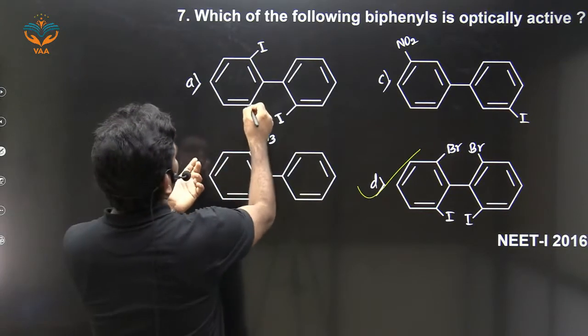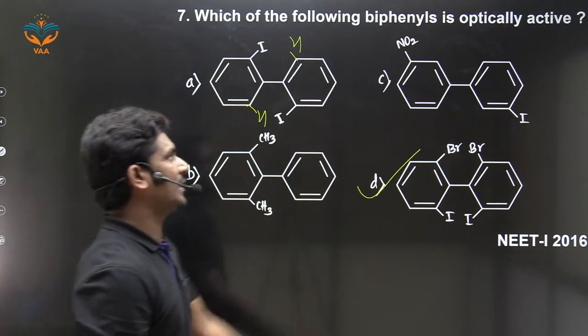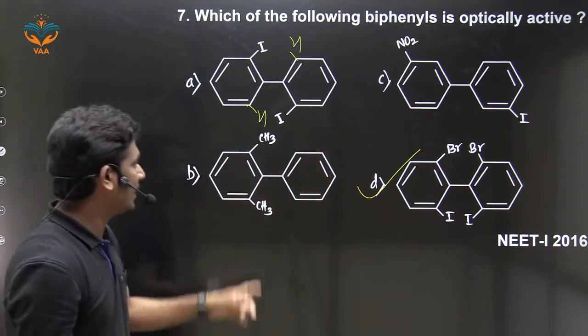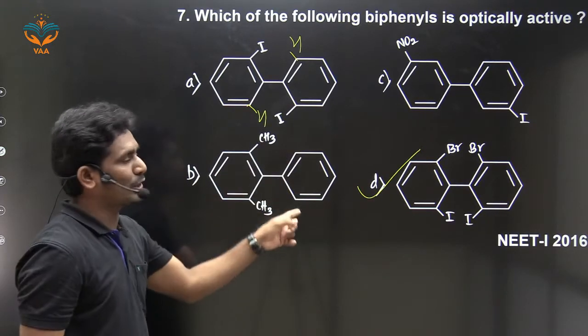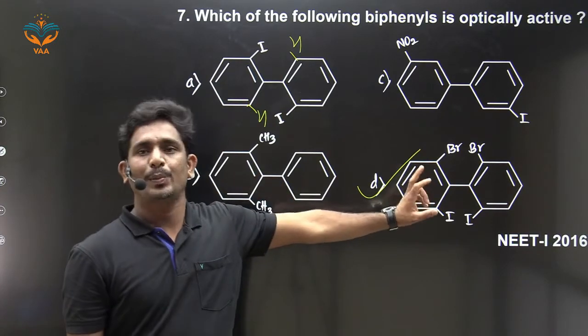In this one, the group is very small, right? So it cannot exhibit optical activity. There are no substituents at the ortho position. Here both are the same, and again there is no substituent at this ortho position. So again it will not show optical activity. So only one, that is D.